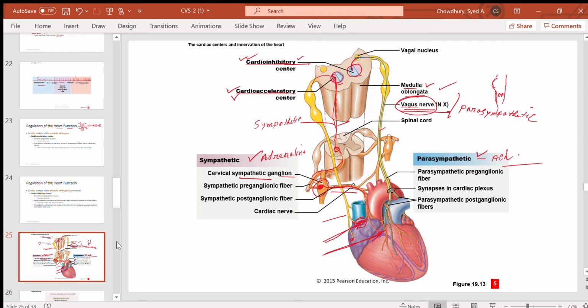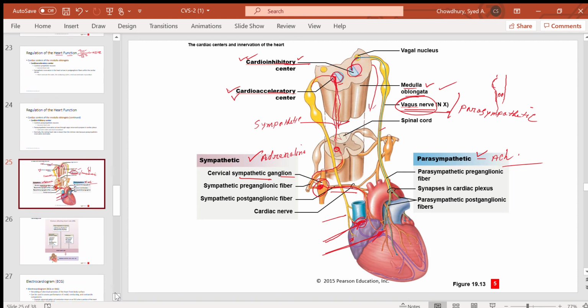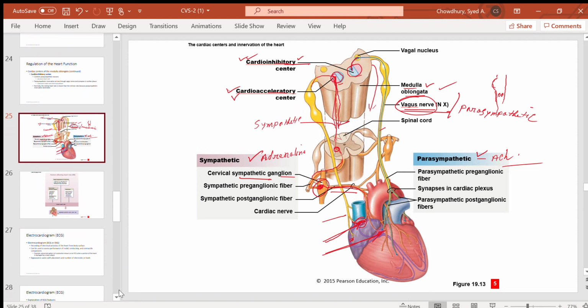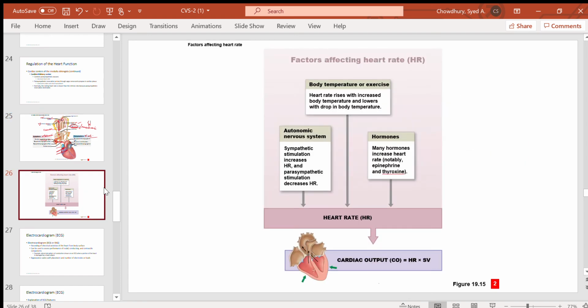So the acceleratory center will send signal through the sympathetic nerves and the inhibitory through the parasympathetic nerves. Okay, and they will do the opposite. One will work as the accelerator in your car to make the car faster, another like a brake to inhibit. Okay.